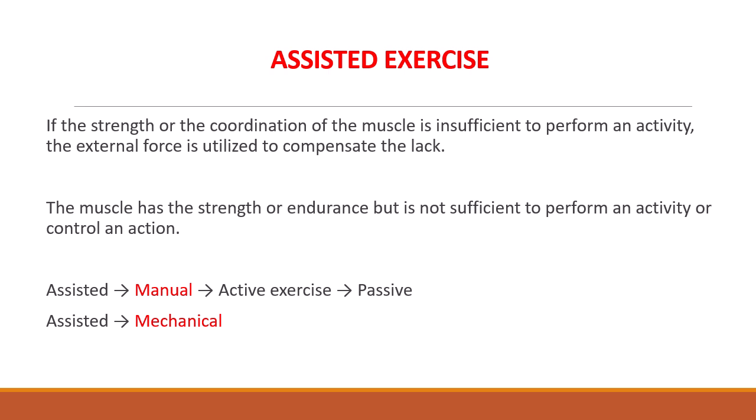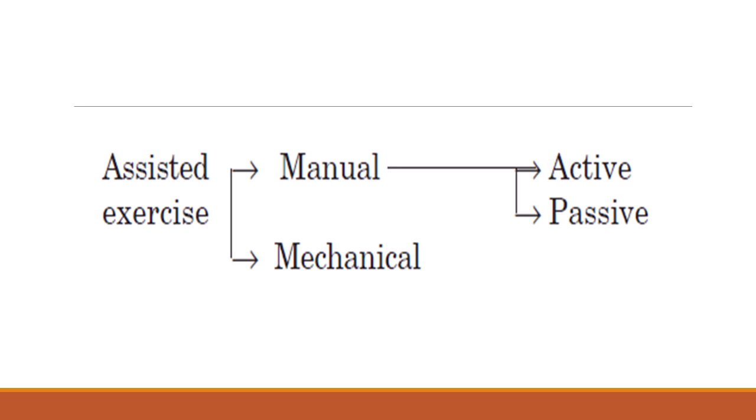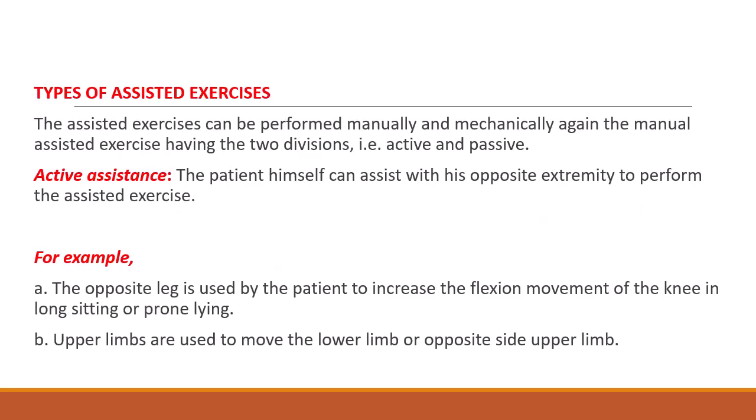We can use the weight and the resistance. Then assisted exercise is divided into two: manual and mechanical. The manual exercise is divided into two, active and passive movement. Then types of assisted exercise. The assisted exercise can be performed manually and mechanically. Again, the manual assisted exercise has two divisions, that is active and passive.